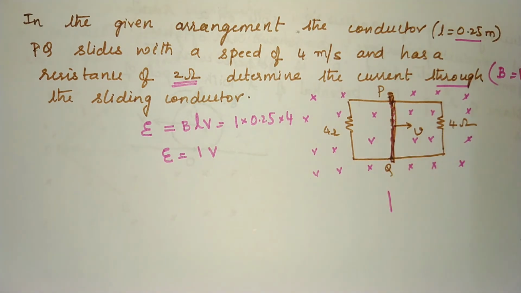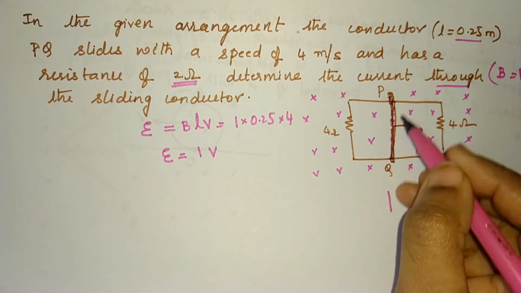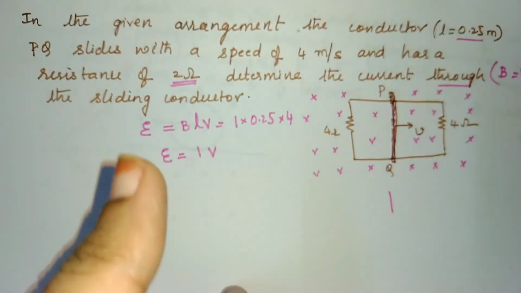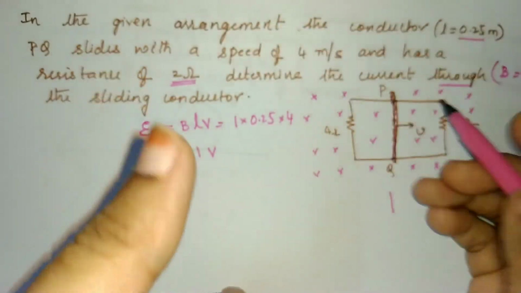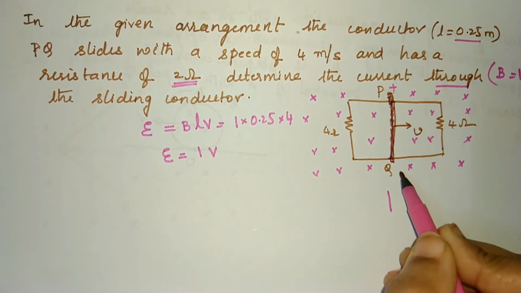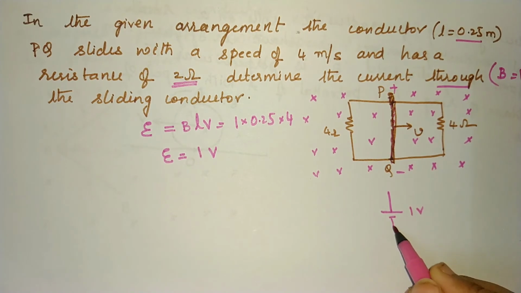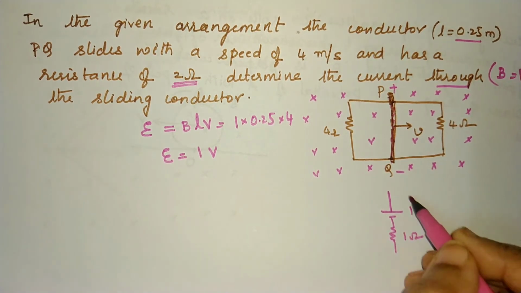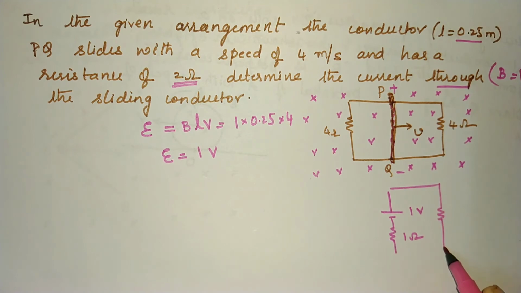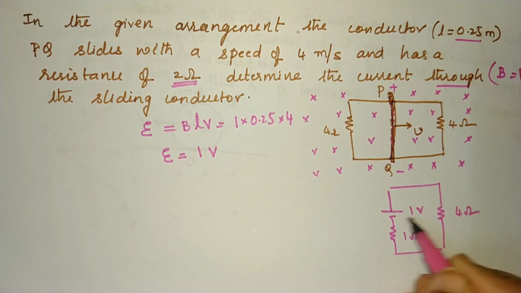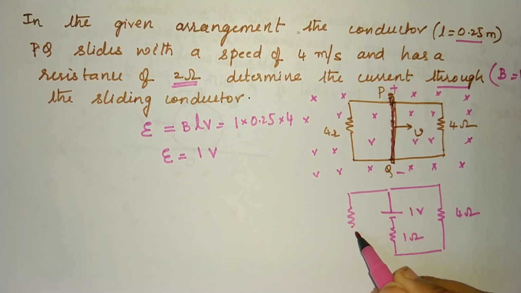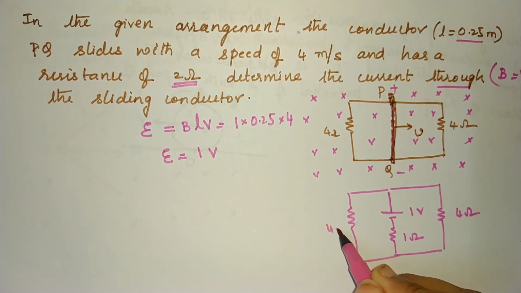So which end is positive and which end is negative? Identify the positive and negative end. You can use the Lorentz force rule. Field is inward. Velocity of conductor is this side. Thumb is pointing upward. Positive charge will move up. So P is positive, Q is negative. I'll induce a battery which is 1 volt. It is having a resistance of 2 ohm. Here you have a 4 ohm resistor, and this side you have another 4 ohm resistor.